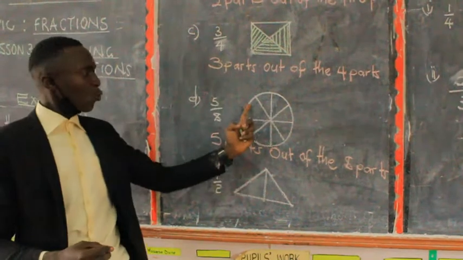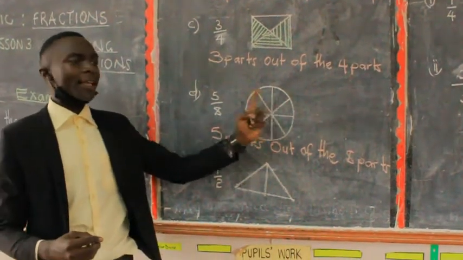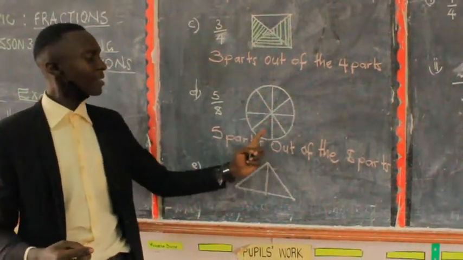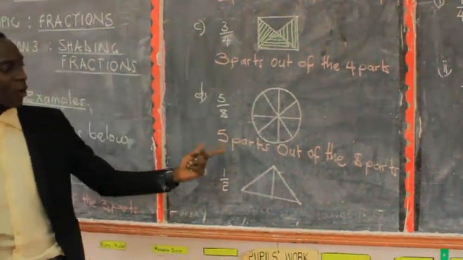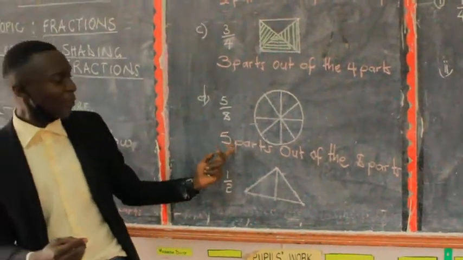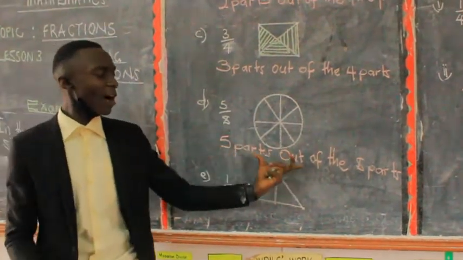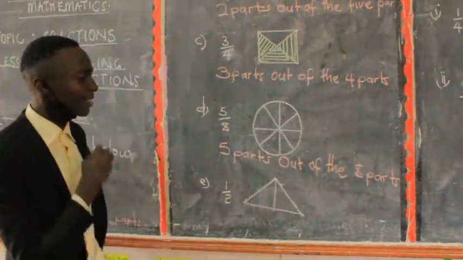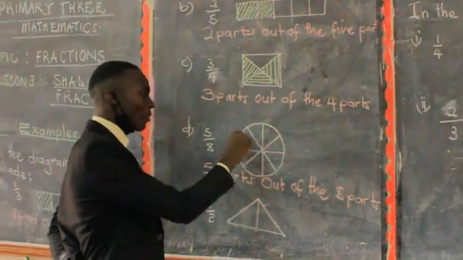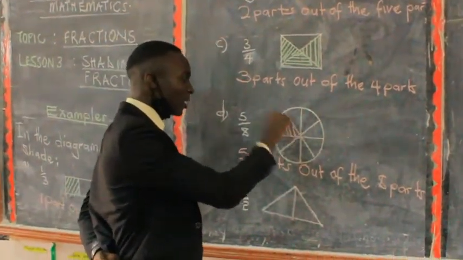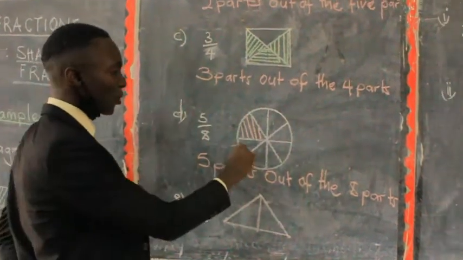Let's first count. 1, 2, 3, 4, 5, 6, 7, 8. Oh, they are 8 parts. So we are going to make sure that we do shade 5 parts out of the 8 parts. Let us shade. Gently, don't scribble. That's 1 part. You can go to the next part.